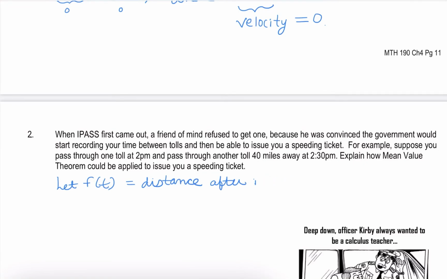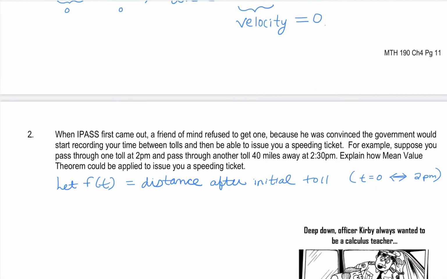Okay, I should just erase that. Let that be our distance after the initial toll that we went through. So I'll just say that time equals 0 corresponds to 2 p.m. when we went through that toll.